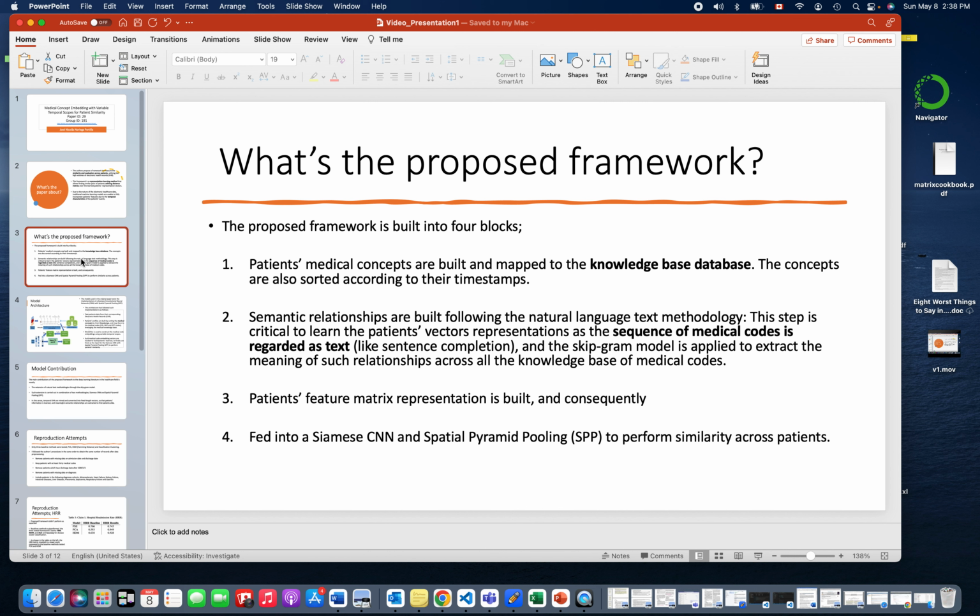The proposed framework is built into 4 blocks. Patients' medical concepts are built and mapped to the knowledge-based database. Semantic relationships are built following the natural language processing methodology. This is taken as a sequence of medical codes, which is regarded as text. Patients' feature representation is built and consequently fed into SME, CNN, and SPP to perform similarity across patients.